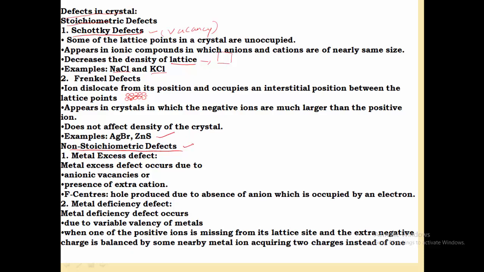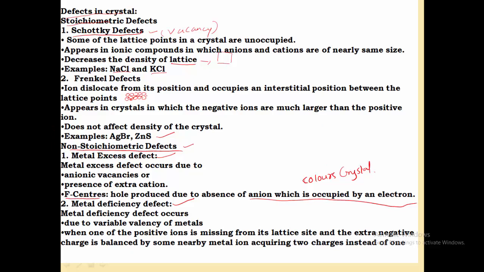Next, non-stoichiometric defects. In these defects there are two types: metal excess defect and metal deficiency defect. The metal excess defect occurs due to anionic vacancies or presence of extra cation. And F centers, here it is one of the important things. These are holes produced due to absence of an anion which is occupied by an electron, and the presence of an electron results in the color of the crystal. Okay, the crystal becomes colored because of the presence of this F center.